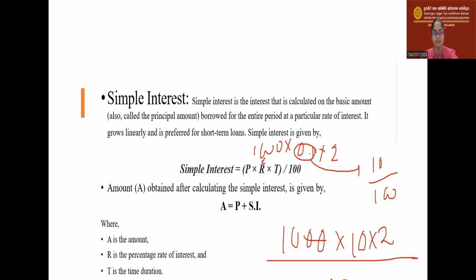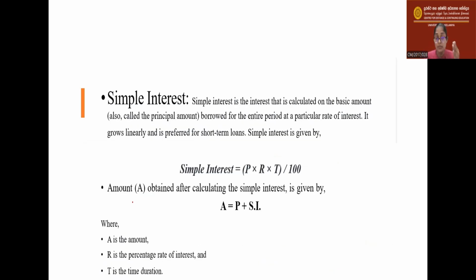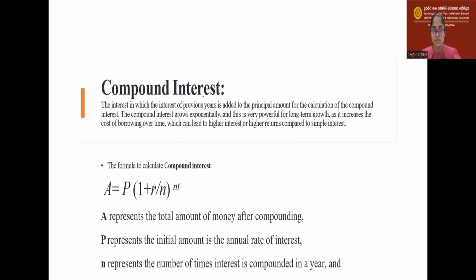But in compound interest, when it comes to simple interest, for the total amount you have to take the simple interest plus the principal, right? But here the compound interest is calculated by the aforementioned formula. You have to take the principal amount and multiply by (1 + r/n) to the power of nt. Then only can you get the total amount, right?